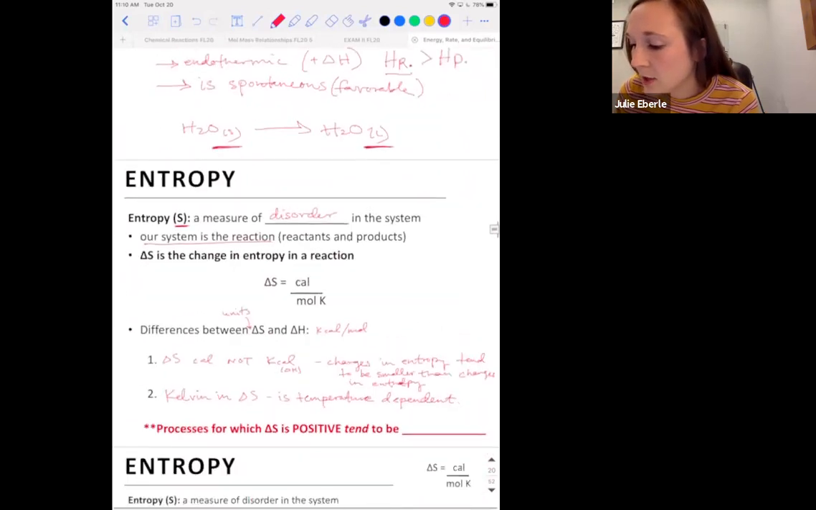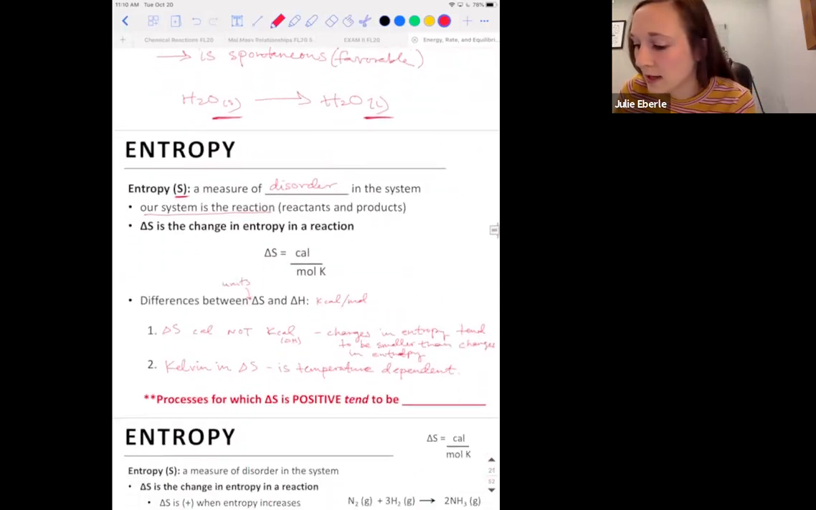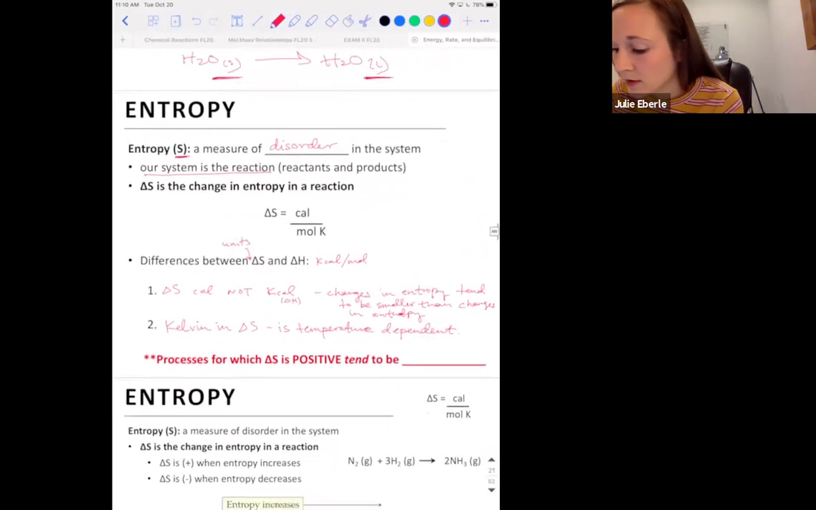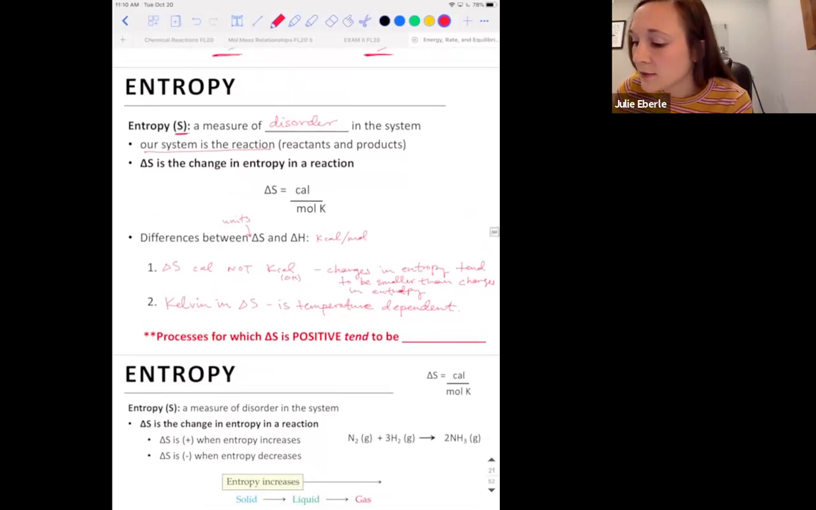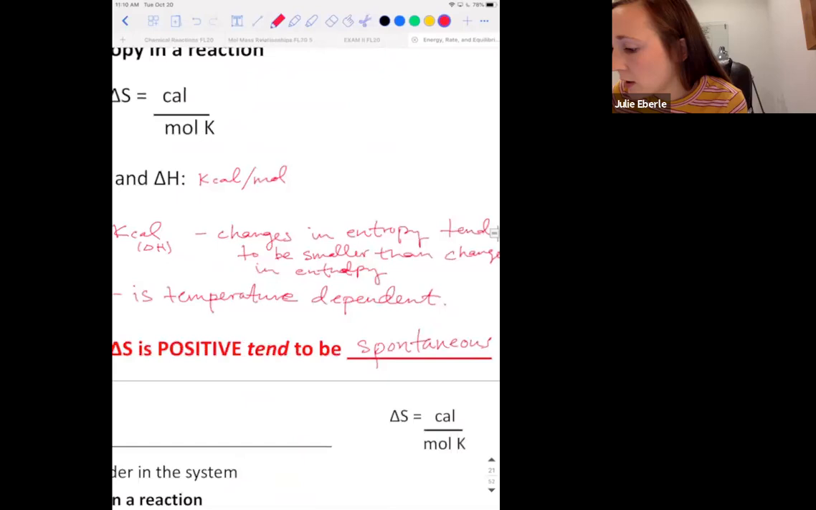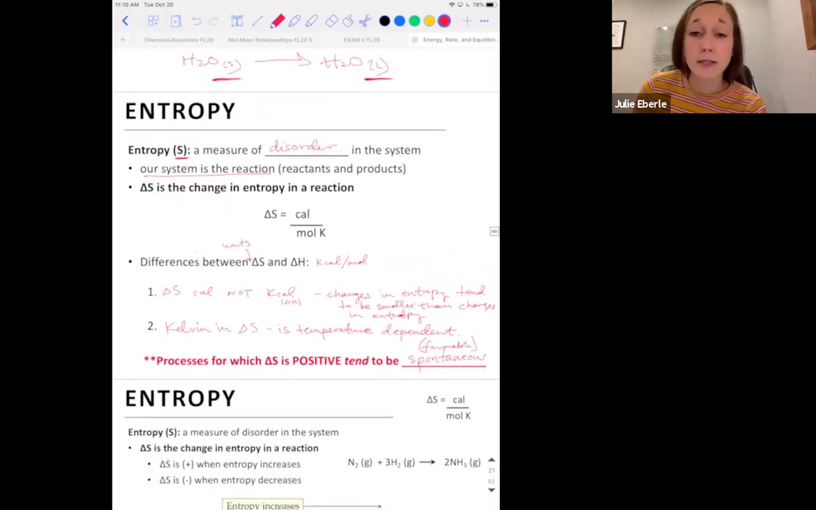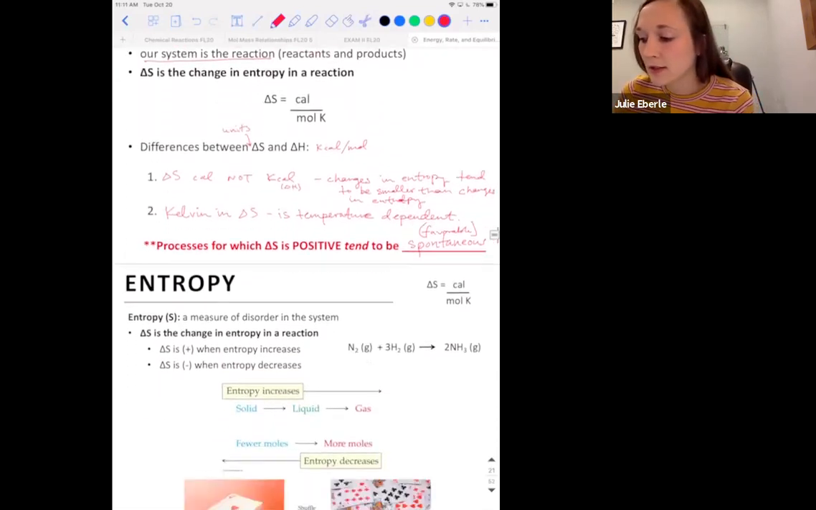So that's an example of how something is temperature dependent here, the entropy, our measure of order or disorder. So let's read this last statement too. Processes for which delta S is positive tend to be spontaneous. And remember, we could also just write favorable. Because ice melting, we said it was spontaneous, so that's favorable. And delta S is positive there, entropy is increasing, disorder is increasing.